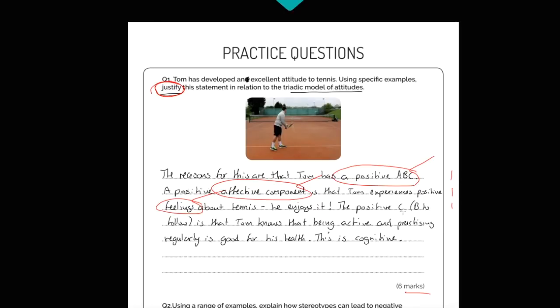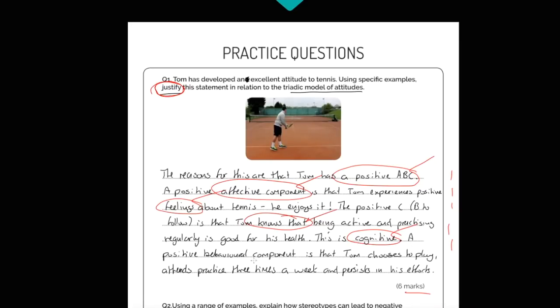Secondly, the positive C, B to follow, doing that thing where I always do A, C, B because it helps me think about it, is that Tom knows that being active and practicing regularly is good for his health. This is cognitive. Okay, so there I'm talking about something he knows, it's a belief, it's knowledge, and it's the cognitive element. Okay, and I've put it within an example, haven't I? It's good for his health. So if I'm required to give an example in the answer, I'm giving the example.